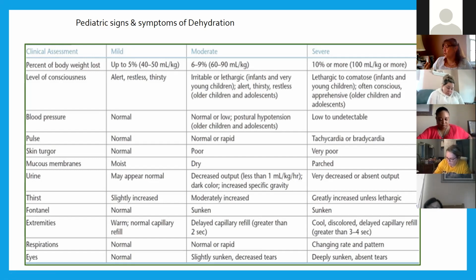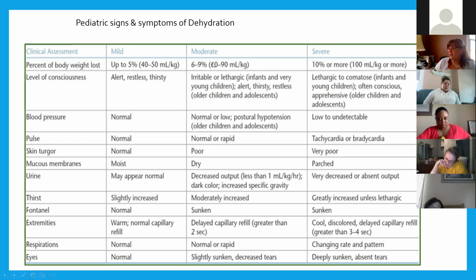They become almost comatose. Their blood pressure is extraordinarily low. They're extremely tachycardic, with very poor skin turgor. Urine is decreased or absent. So again, just very, very grave signs in a child, okay?